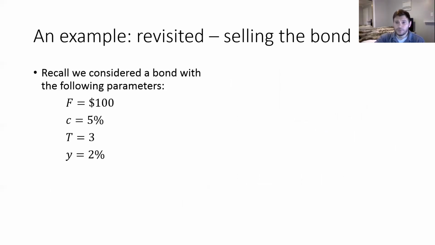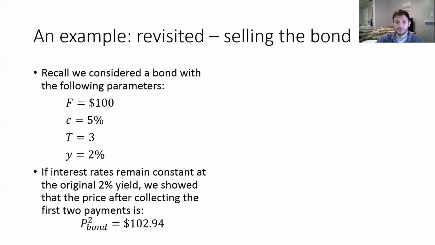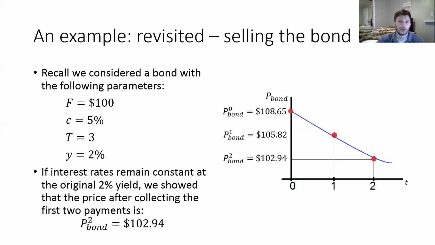Now, let's suppose the interest rate had changed between periods 1 and 2. And we showed if the interest rate remained constant, the price of the bond in period 2 would fall to $102.94. And we could think about plotting, at least against time, how the price of the bond had changed at the interest rate of 2%.